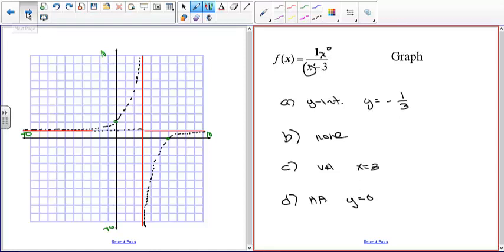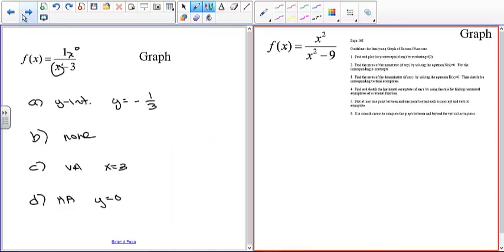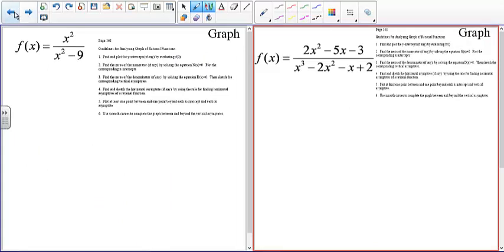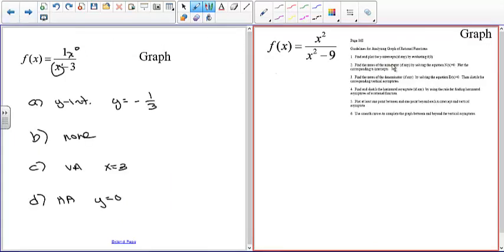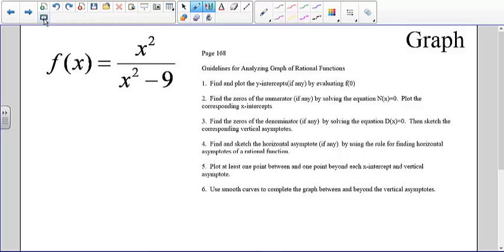So using that, you can plot it. So let's just do these here. Here are all the guidelines. So let's put them on one page here. So A, y-intercept. That's set x equal to 0. So you get 0 squared over negative 9, so y is equal to 0 squared over 0 squared minus 9, which is 0. Okay, so that's the y-intercept.